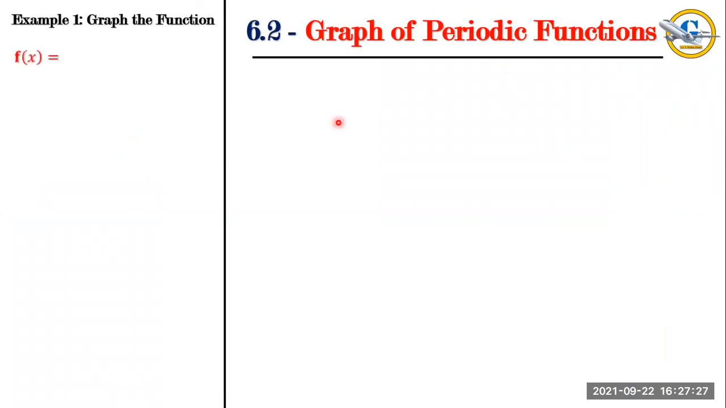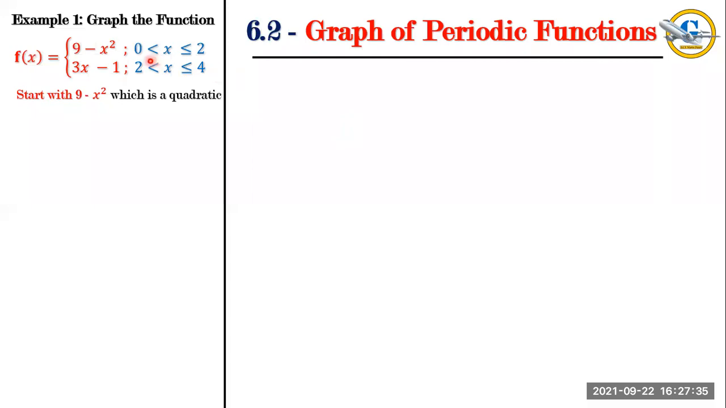So we start with this first example. We have the function f of x equals that, and we have to sketch the graph of this periodic function. This is the function we saw in the previous lesson. We have values from 0 to 2, so we can make a table of values.